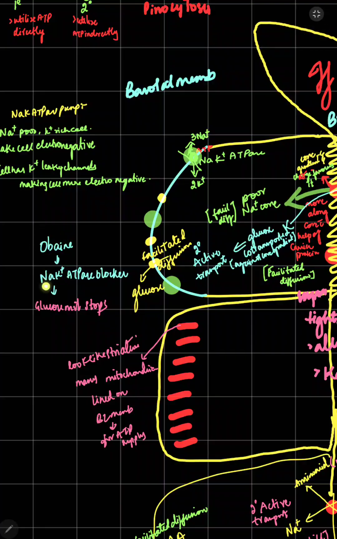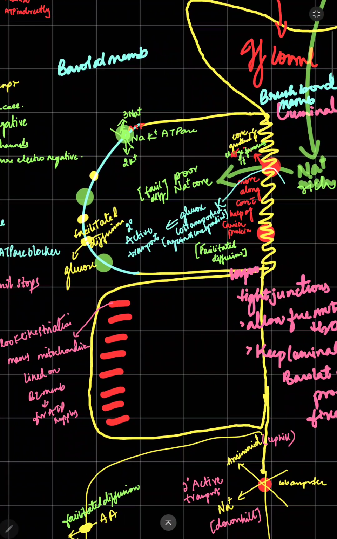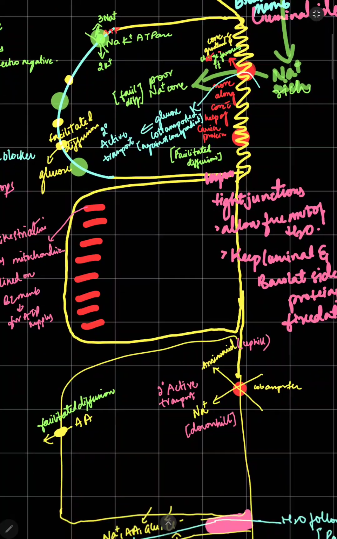Ouabain is a drug which blocks the sodium potassium ATPases, and it stops the movement of glucose into the cell, right? Because when there is no gradient created by the sodium potassium ATPases, no sodium moves in and no glucose can be co-transported along with the sodium. Sodium potassium ATPases are important for making the cell sodium poor so that sodium can be reabsorbed.